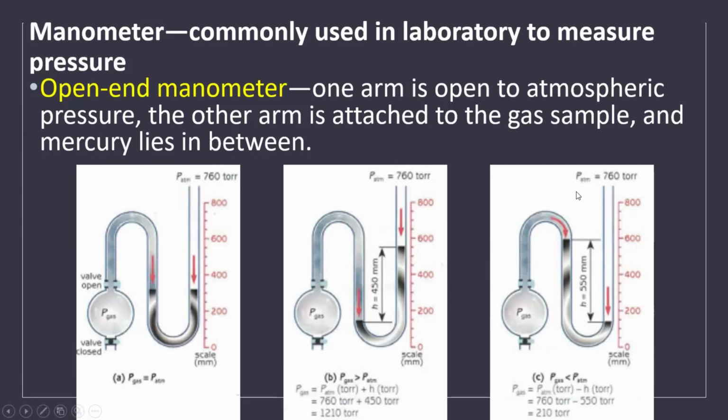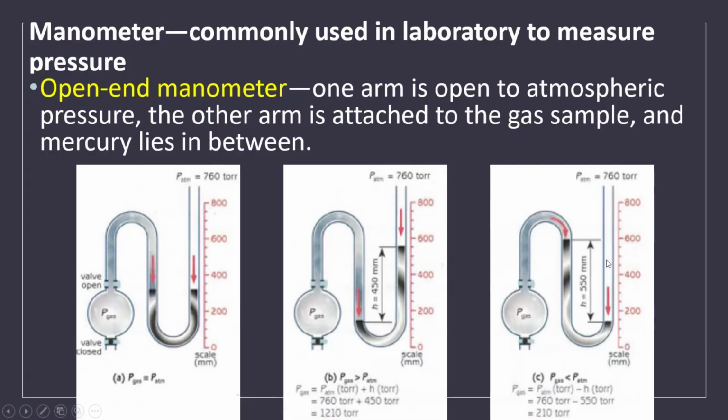Now let's look at the opposite example here. The third one has the atmosphere still at 760 torr. Now, always check this because it can change. There's a lot of variation from day to day in what the atmosphere is. But in all three of these, it's 760 torr.